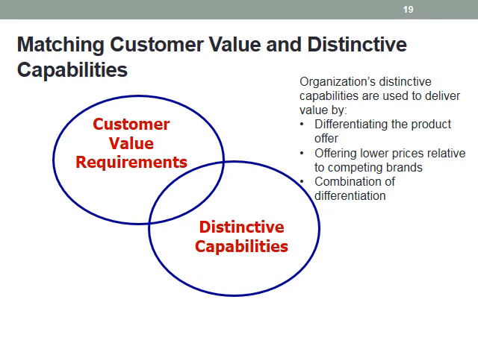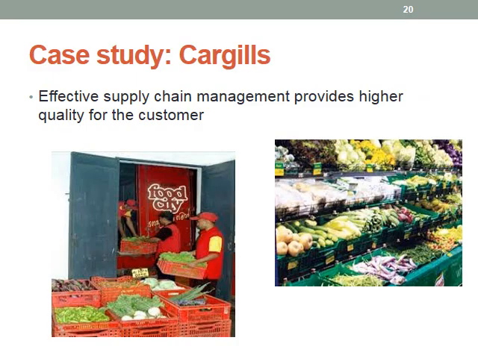Then the interesting thing, the third fact is all about matching your customer value and the distinctive capabilities. What is really important, there may be a lot of customer values people are expecting from you, but you need to have a distinctive capability which can support it. Otherwise, it's going to be really difficult. So, what is important? Try to match these two. So, I can give you a good example here where it tries to match the customer value requirements and the distinctive capabilities. Look at Cargills in our country. The effective supply chain management provides higher quality for the customers.